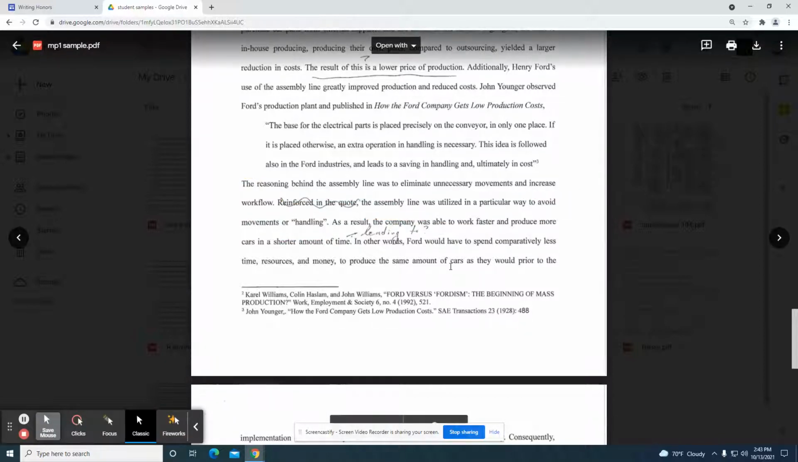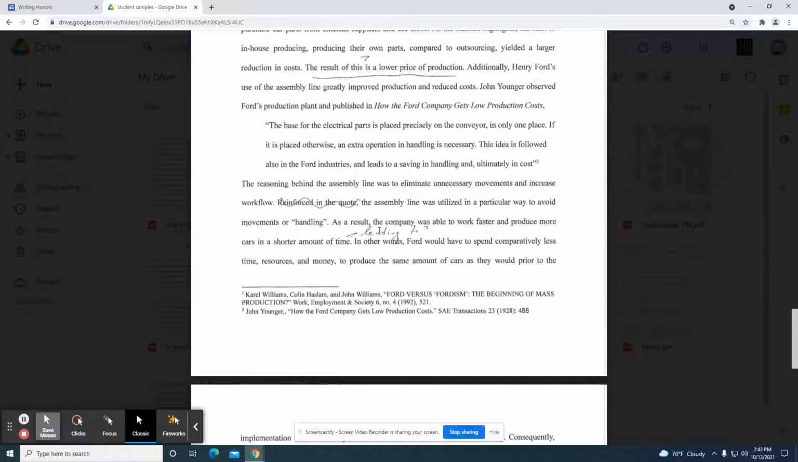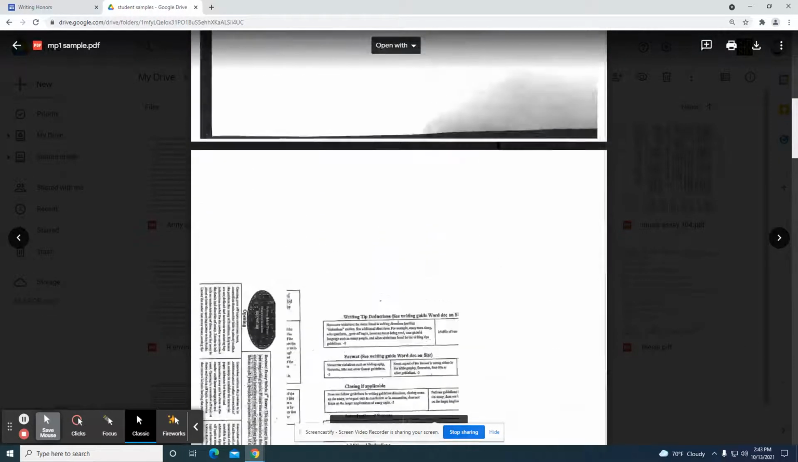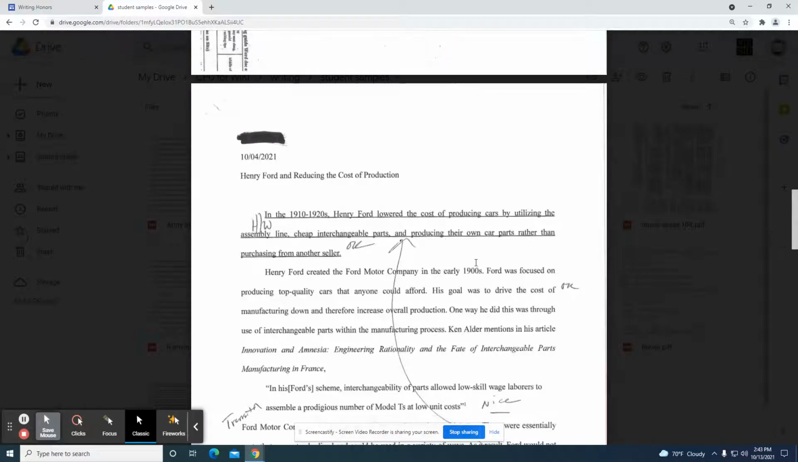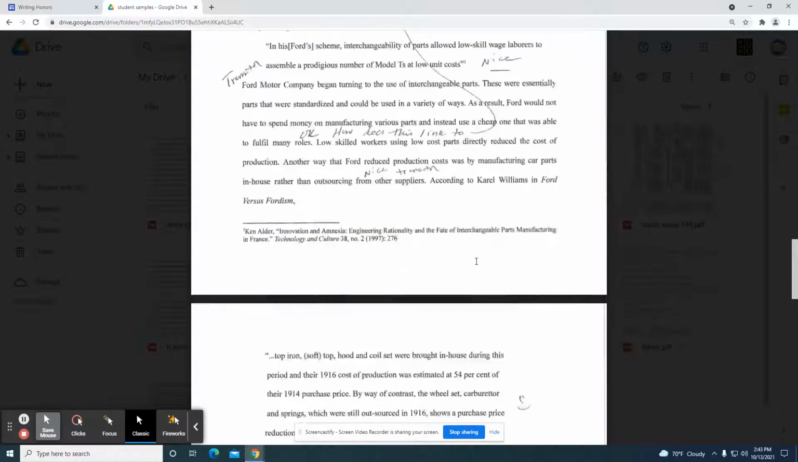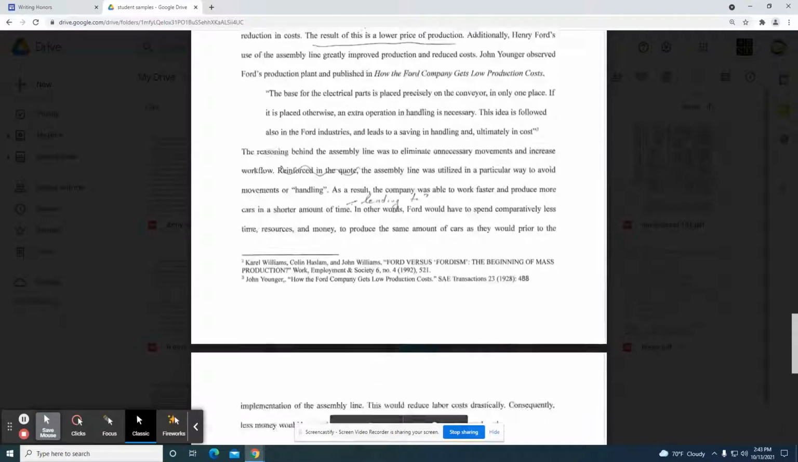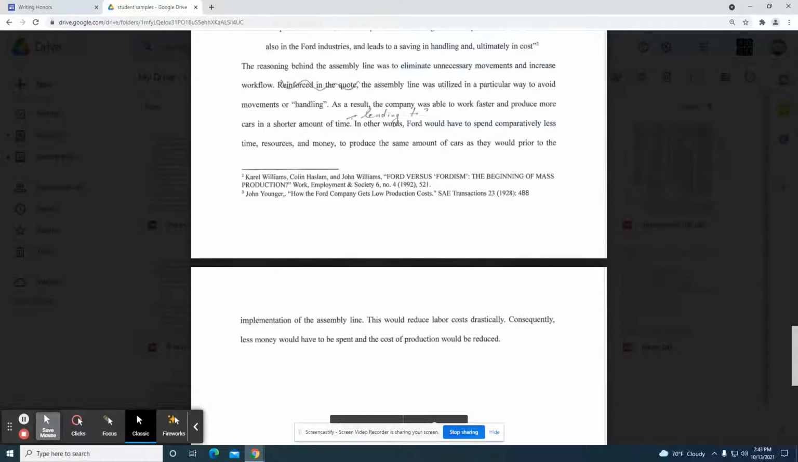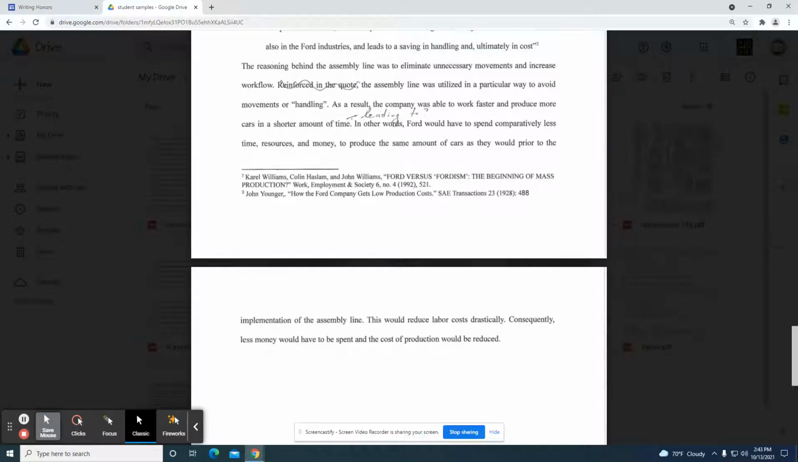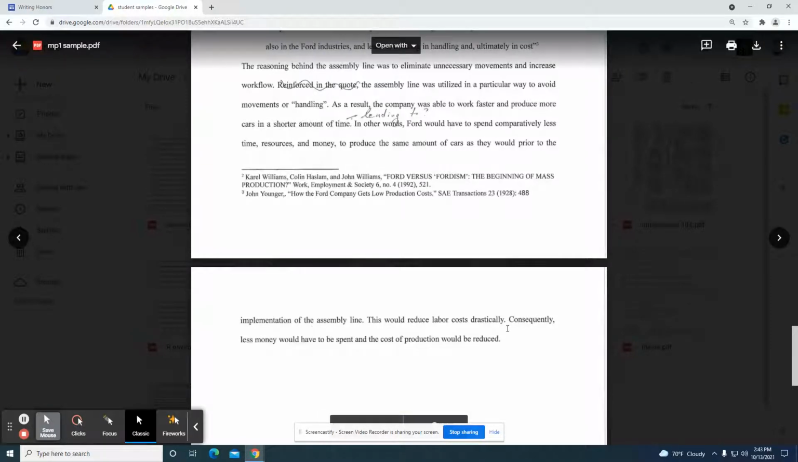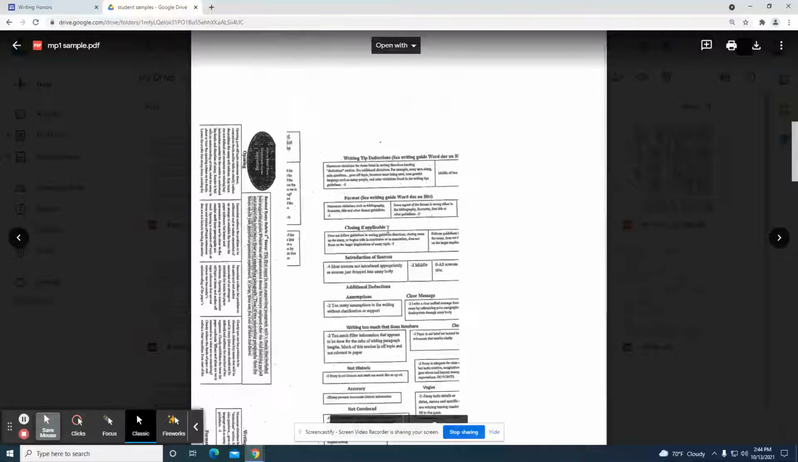As a result, they will work fast, produce more cars in a shorter amount of time, leading to, so I would have liked to have seen some section here that goes back to the point that's made in the thesis, that they're addressing, that led to a reduction of cost per unit, and then ultimately that is going to lead to a situation where they're going to be selling more cars because the cars are going to be produced cheaper. What was spent comparing less time, resources, money to produce the same amount of cars they would prior to the implementation of the assembly line. This will reduce costs drastically. So the sources here, not bad.